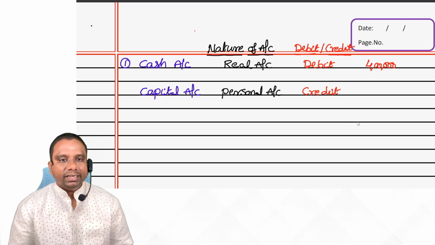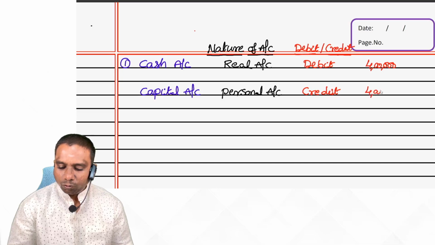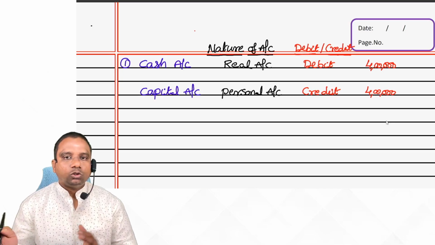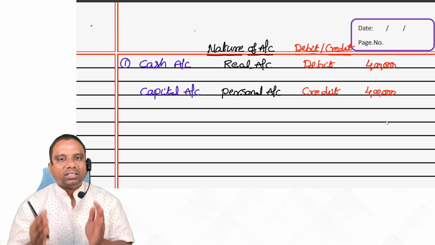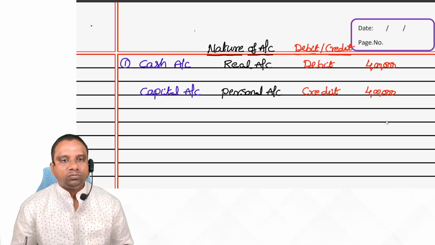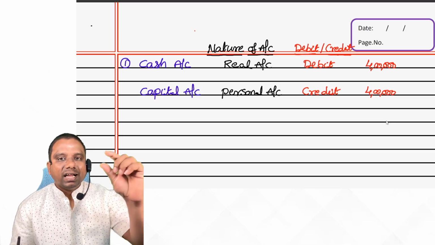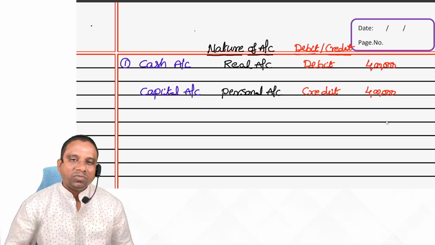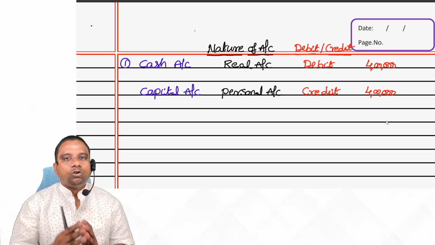His account is credit. How much? Same 4 lakhs. Yes or no, students? Yes. So this is one transaction analysis completed. Now, what is the entry we record? Cash account debit to capital account 4 lakhs over.